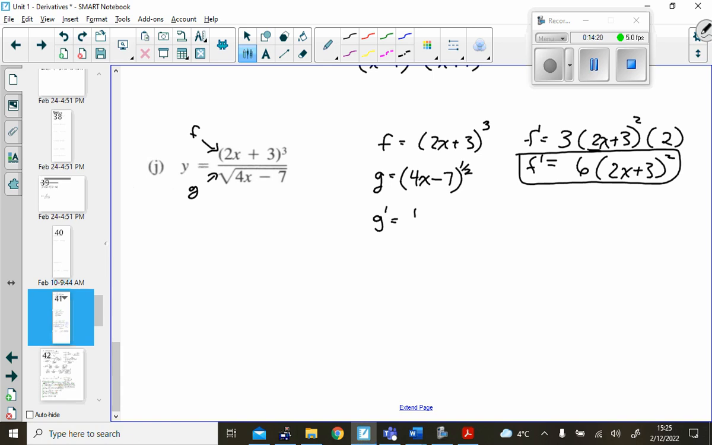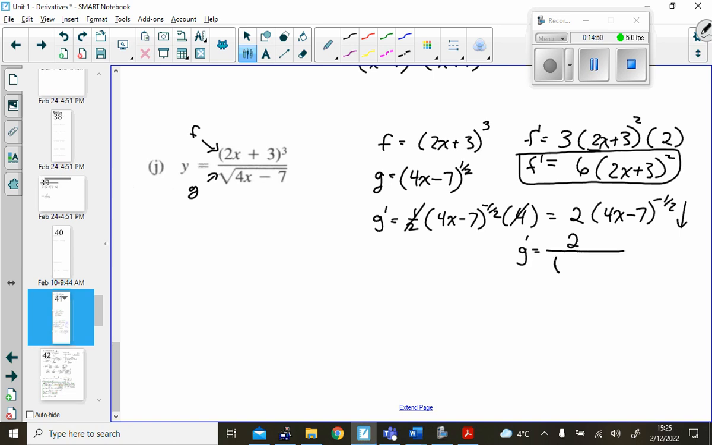G prime is going to be 1/2 (4x minus 7) to the minus 1/2 times the derivative of what's inside, which is 4. 1/2 and 4 makes 2. So 2 times (4x minus 7) to the minus 1/2. Negative exponent means drop it downstairs. So g prime is 2 over square root of 4x minus 7.